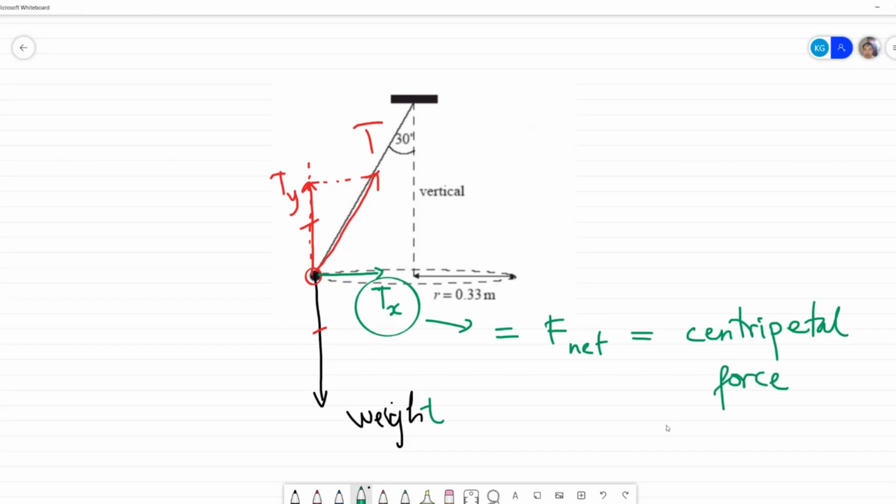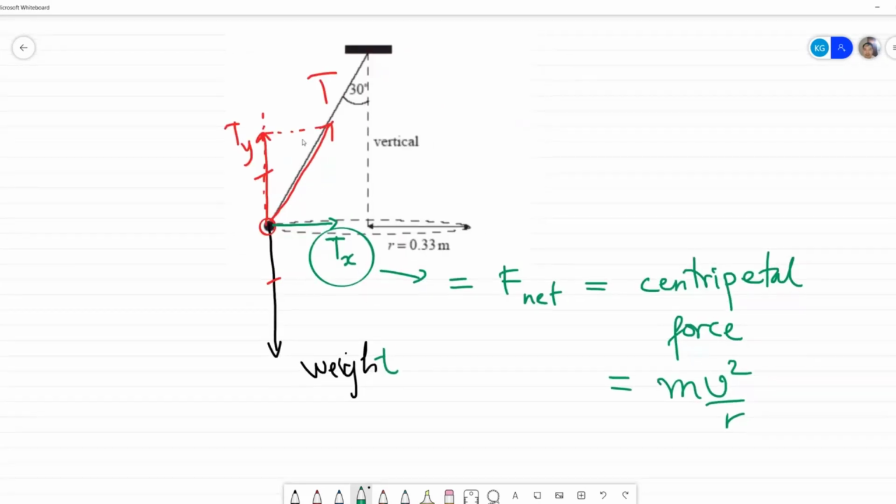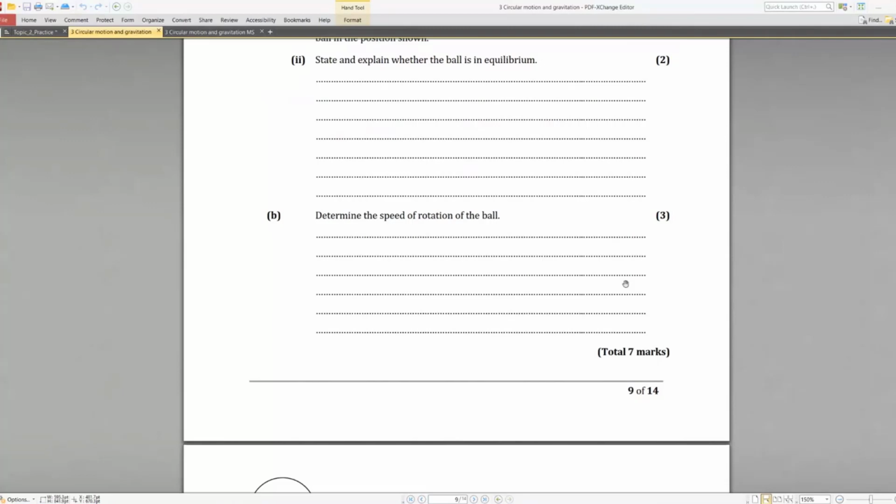Centrifugal force, which is mv squared over r. So in your drawing, you just need to draw two vectors, the black vector weight and the red vector tension. And note that the vertical component of the tension is equal to the weight in magnitude. Okay? How do you do B?